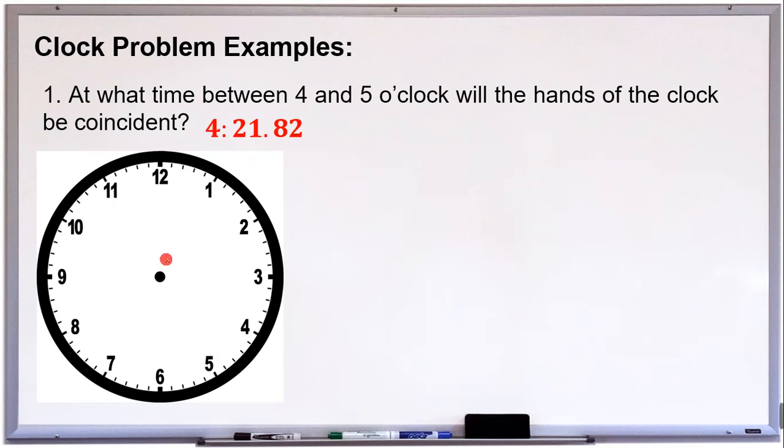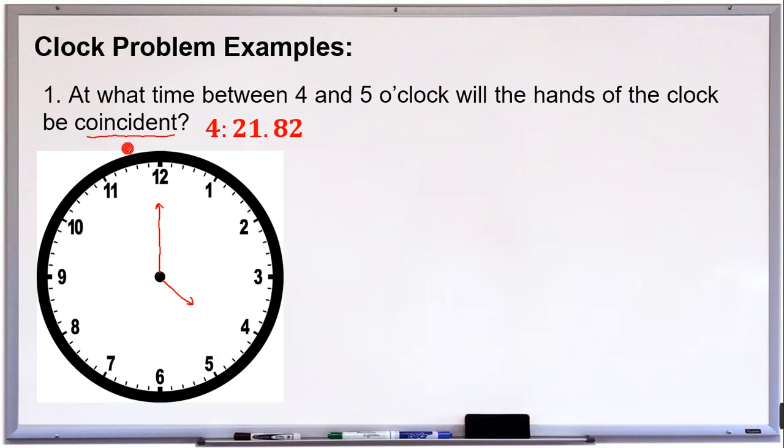So we are going to illustrate first the initial position of our clock. So that would be at 4 o'clock. So the 4 o'clock is like this. The position of the minute hand is at 12, and then the hour hand points at 4.